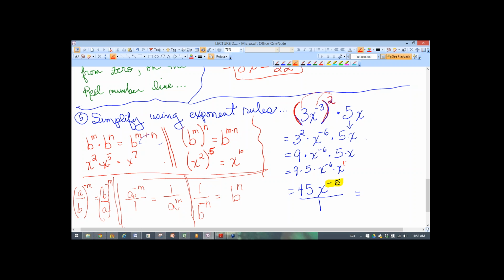So here we go. Enough of that. You can review your exponent rules. Let me know if you have more questions about that. So this guy's got to go downstairs, and then we'll be pretty much done. So 45 stays upstairs. X to the positive 5th power is in the denominator. And now we are done with this problem.